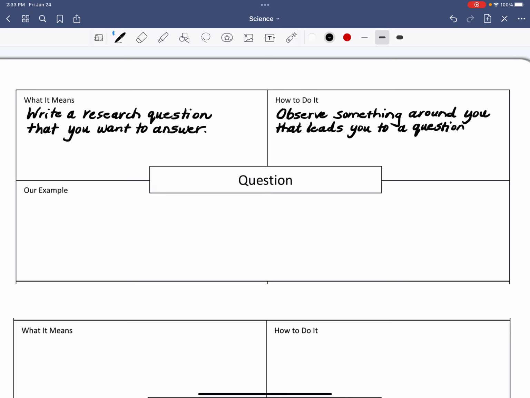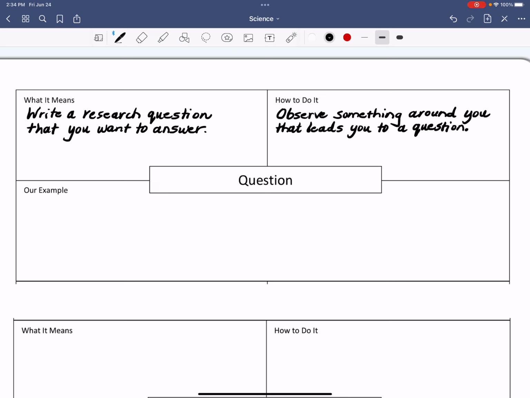That's literally how every scientific discovery has been made. Someone is looking at the world around and asking questions about it. That's how Newton discovered gravity. The apple fell on his head. He said, why does the apple fall down? Why doesn't it fall in different directions? So you observe something around you that leads you to a question. And here is our example. I'm going to walk us through an example of practical implication that will help you understand each of these steps.